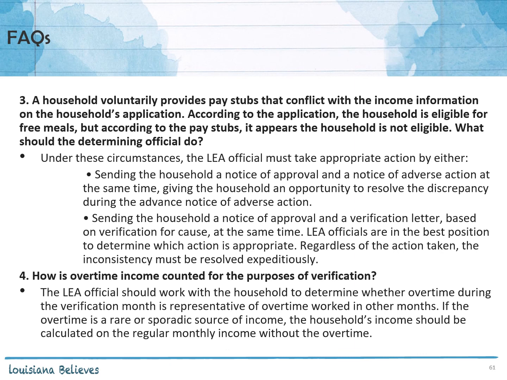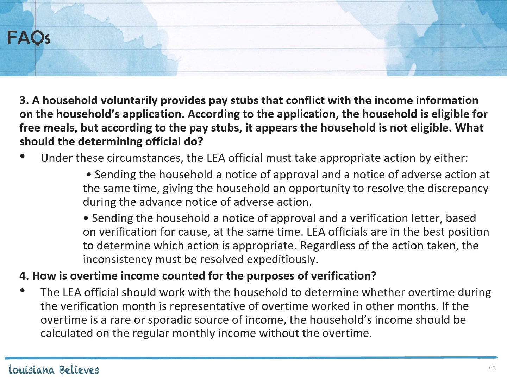Number 3. A household voluntarily provides pay stubs that conflict with the income information on the household's application. According to the application, the household is eligible for free meals, but according to the pay stubs, it appears the household is not eligible. What should the determining official do?